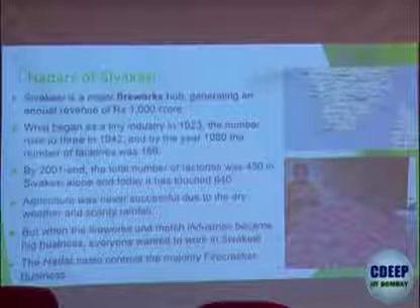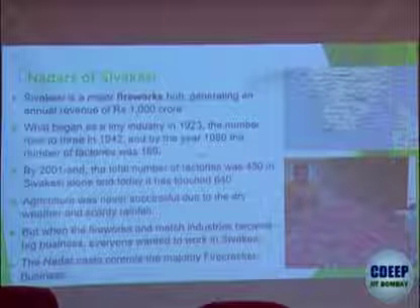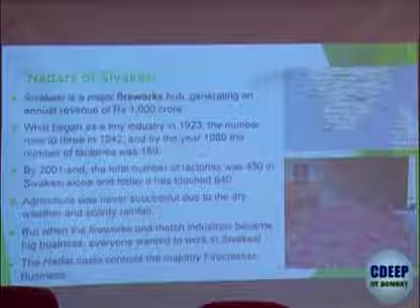Which year is the data from? So I got this from an article in The Hindu. But which year? Sir, 2013.